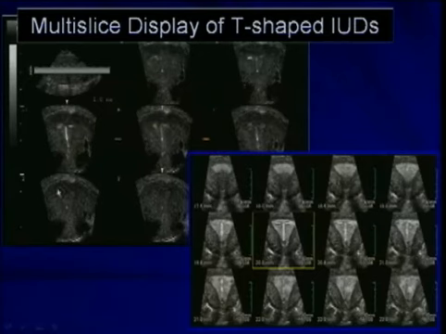With 3D ultrasound, one can also use the multi-slice display where we have multiple parallel slices in the same orientation. And we can see here another T-shaped IUD. Notice that one of the horizontal arms is located in a slightly different plane than the other arm, but by going through the slices, one can determine that the IUD is intact and in fact is in a good location, as is this T-shaped IUD.